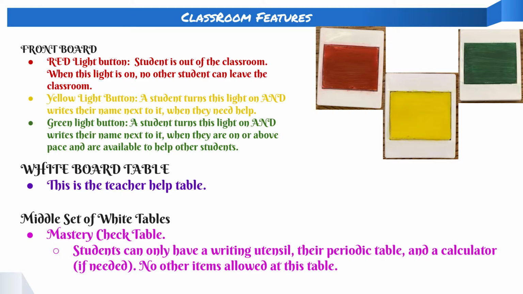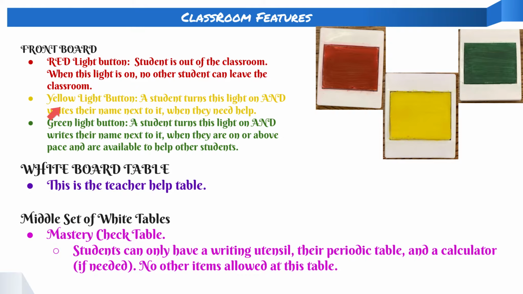Some of the classroom features: on the front board, there is a red, yellow, and green light, which looks like this when turned off. For the red light, students hit that button to turn the light on when they are leaving the classroom, and turn it off when they come back in. That indicates to other students that a student is out of the room, and they have to wait until the light is off in order to leave to go to the bathroom or to get a drink of water.